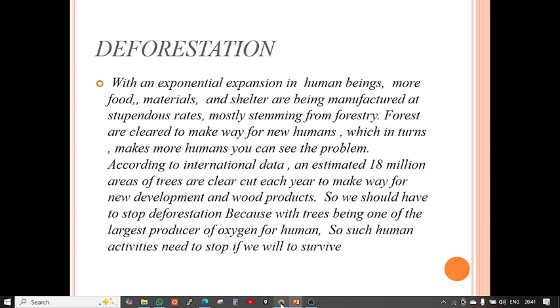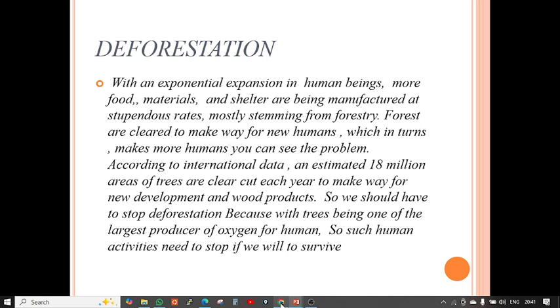Forests are also cleared to make way for new human settlements. You can see the problem, but we cannot see it immediately, because when you cut down a tree, the birds and animals that depend on it suddenly become homeless, and that indirectly impacts us through the loss of biodiversity, etc.